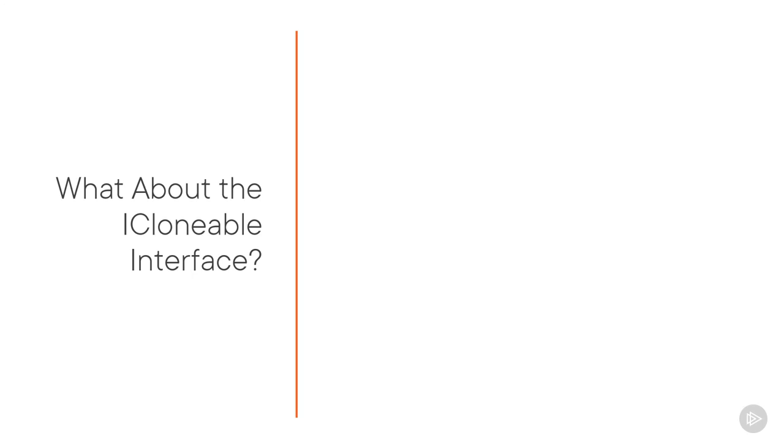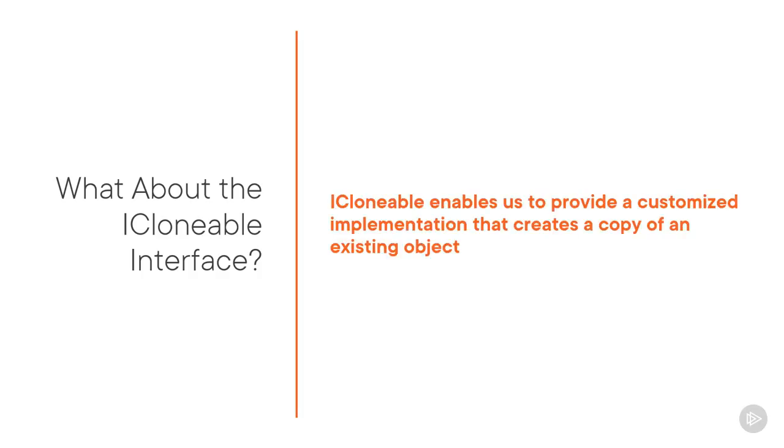.NET includes an interface named the ICloneable interface. We could use that. It enables us to provide a customized implementation that creates a copy of an existing object. The ICloneable interface contains one member, the Clone method, which we could implement. So why not use that?